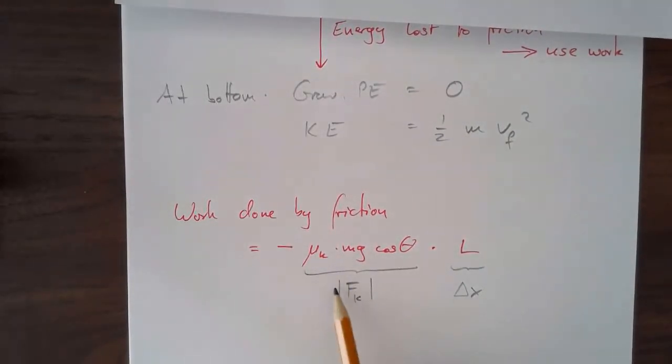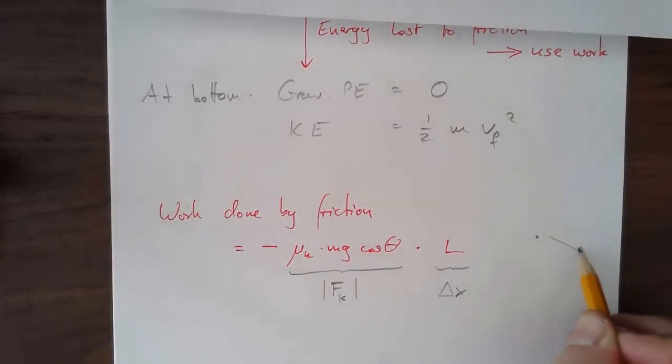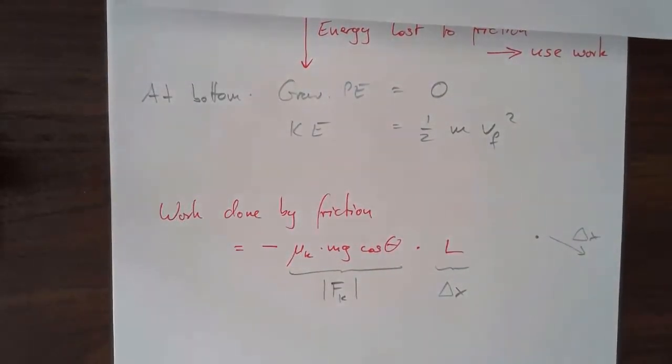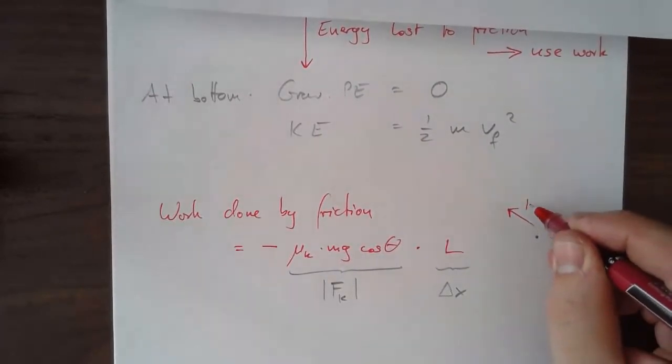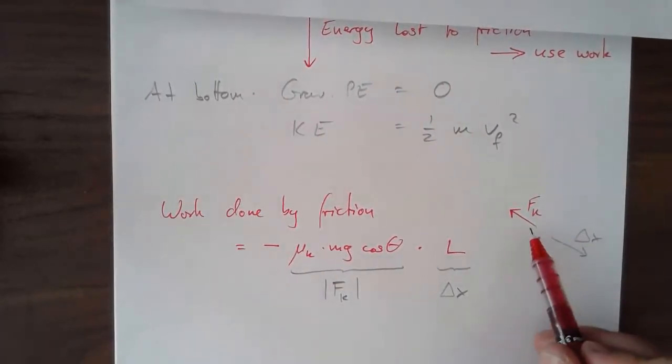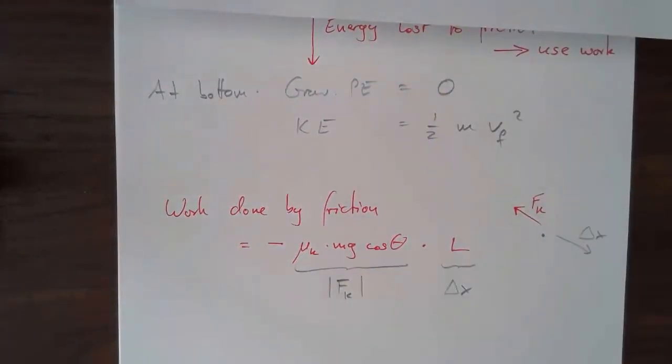The minus sign comes from the fact that they're pointing in opposite directions, right? The delta x is this way, but the force of friction is the other way. And so the force of friction is negative if my x direction points downwards, if positive is down the hill.